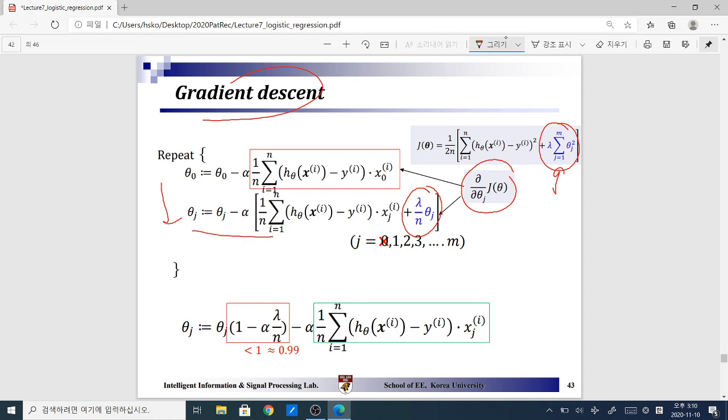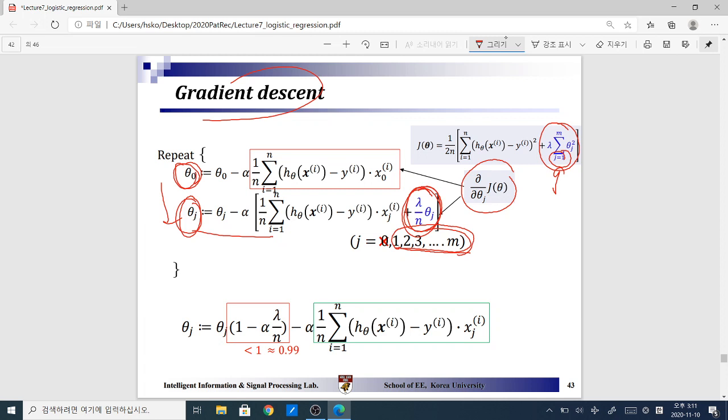So as far as theta sub j, you can also divide it into theta sub 0 versus all the rest, where j goes from 1 to m. The case for theta sub 0 is that you don't have this term, because this is only meant for j starting from 1 to m. And for all the remainders, j from 1 to m, you're going to have this term present.